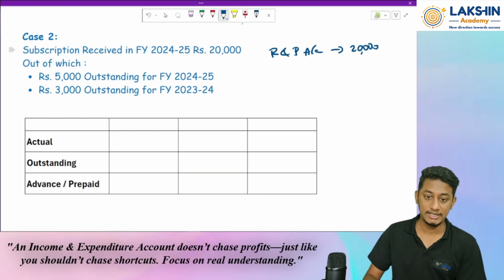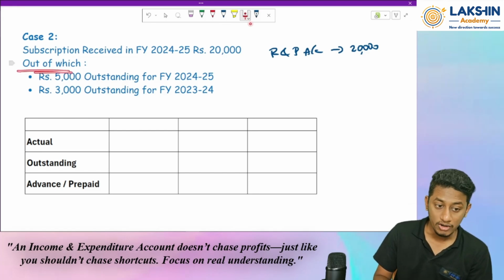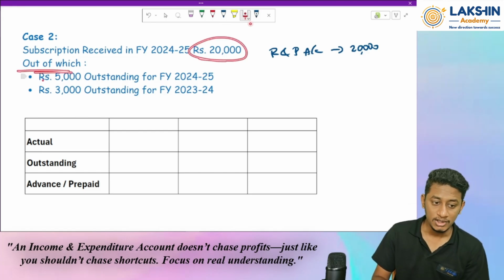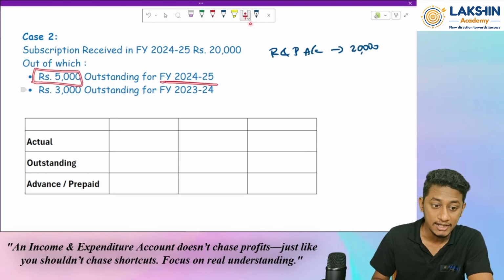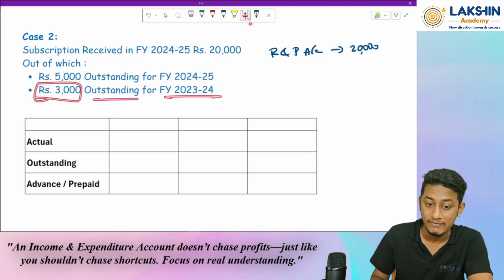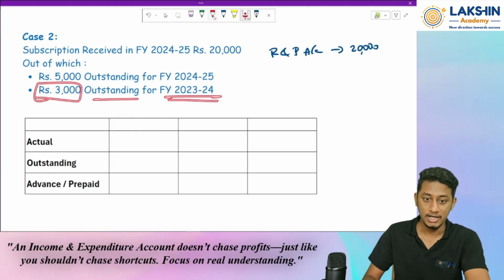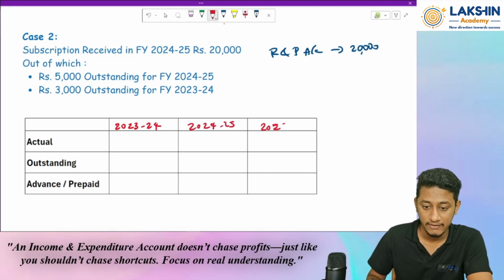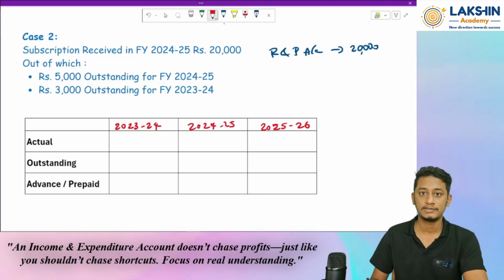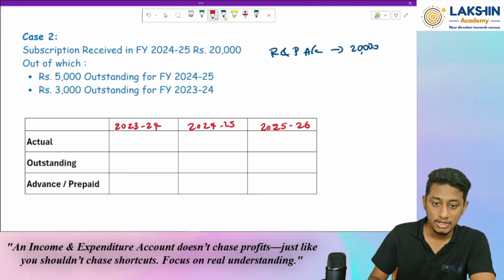Now coming to my income and expenditure, what is given to you? Out of this amount, 5,000 is outstanding for FY 24-25, and rupees 3,000 was outstanding for 23-24. Now, what has happened over here? Let us write the years over here. So we have 23-24, then 24-25, then 25-26. Clear? Okay.